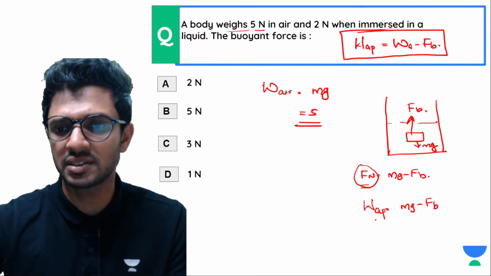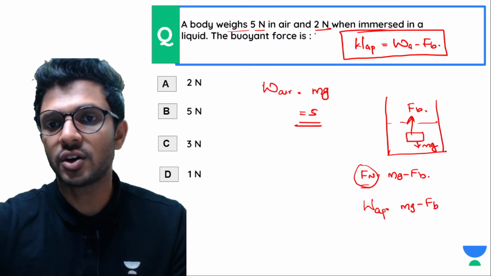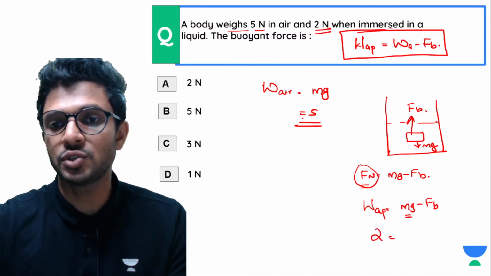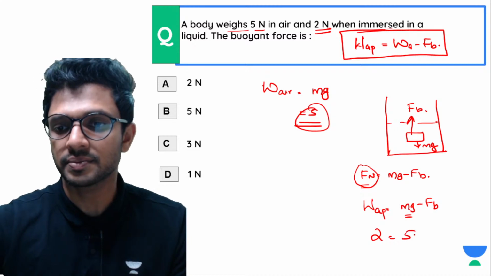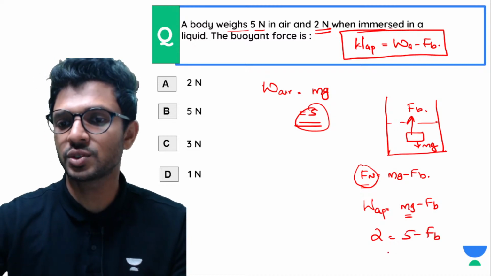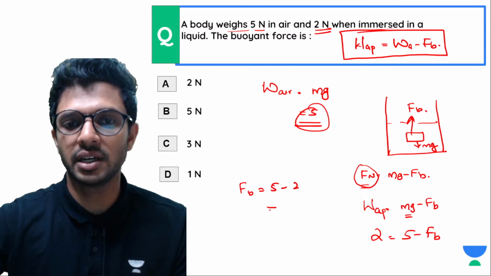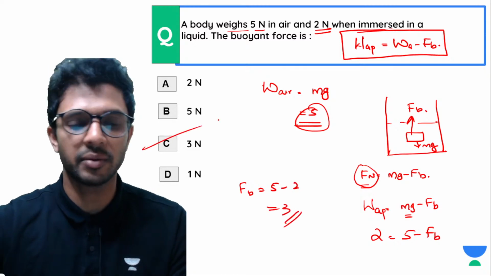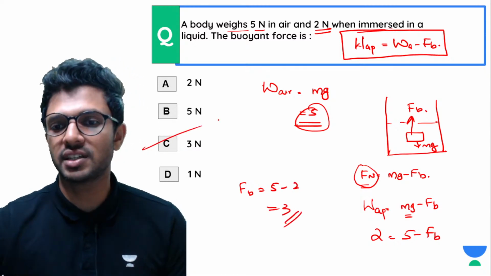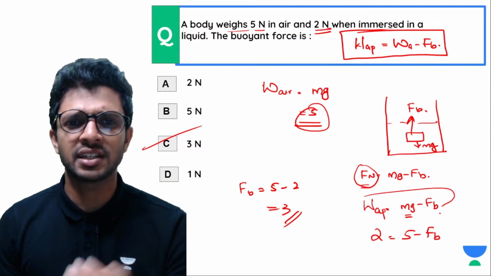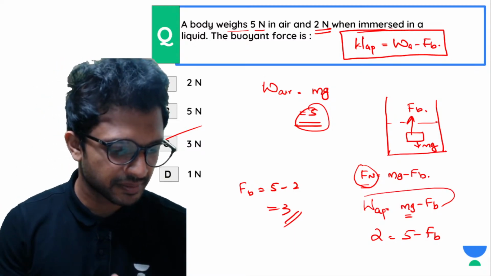Now our problem is done. What is the apparent weight of the body inside the liquid? 2. What is the mg value given? 5 minus buoyant force. So buoyant force कितना? 5 minus 2, कितना? 3 Newton. अरे बाप रे, seconds में solve कर सकता है. Those who know this particular equation can do it within seconds. Option C is our answer.